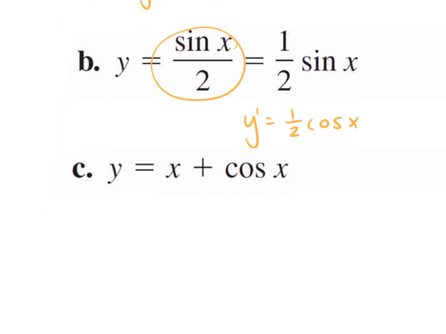For c, we're doing the same thing, but we want to take the derivative of each term that we have. So what's the derivative of x? 1. Plus, what's the derivative of cosine of x? Negative sine, so instead of plus, let's make this a minus. So minus sine of x. So this would be our derivative.